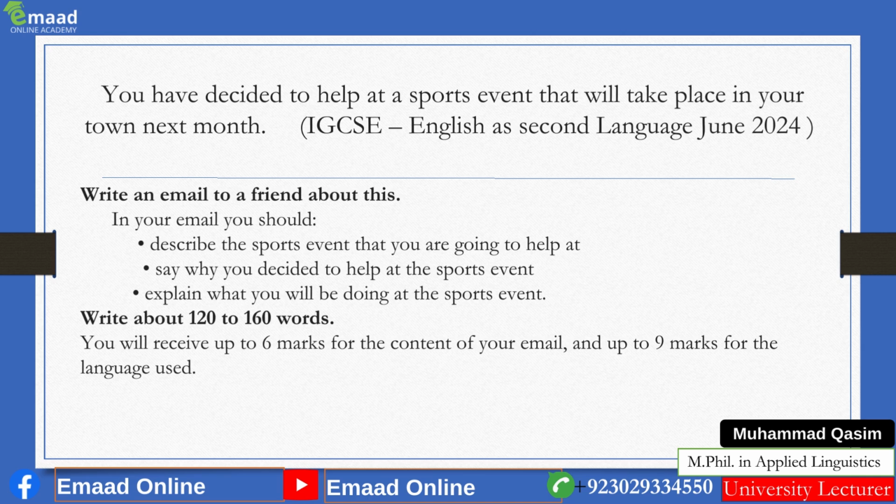In your email, you should describe the sports event that you are going to help at. Say why you decided to help at the sports event. Explain what you will be doing at the sports event. Write about 120 to 160 words. You will receive up to 6 marks for the content and up to 9 marks for the language used. Keep in mind, again, like all other directed writing questions, your language should be correct: grammar, punctuation, spelling, a wide range of vocabulary, a wide range of grammatical structures, appropriate register, appropriate language, tone, purpose, audience, everything. So this was a sample paper.